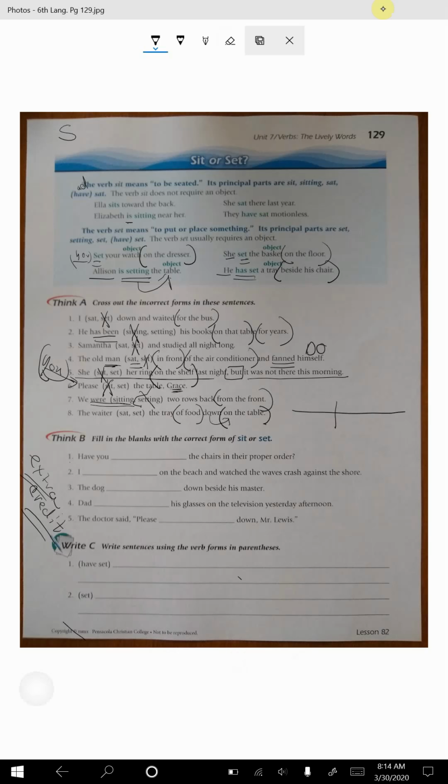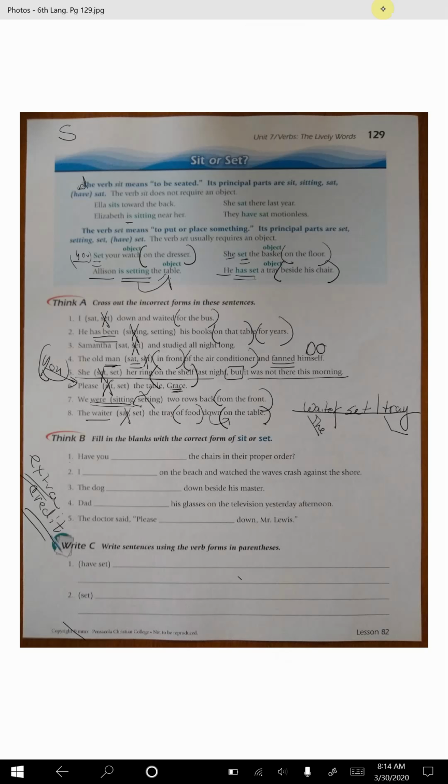Well, let's label this first. Getting ahead of myself. The waiter, did they sit or set the tray? Set. So cross out sat. What's the subject? It's waiter. And what did the waiter do? The waiter set. Tray is called a direct object, which we've not talked about those a whole lot, but we have done them. All right, now the tray of food.